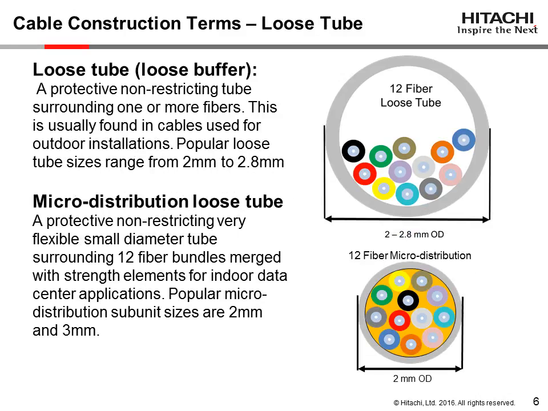Loose tube, or loose buffer, employs a protective, non-restrictive tube surrounding one or more fibers. This is usually found in cables used for longer distance outdoor installations. Popular loose tube sizes range from 2 mm to 2.8 mm. Microdistribution loose tube cables, a more recent design, are a very flexible, non-restricting, small diameter tube surrounding 12 fiber bundles merged with the strength elements for indoor data center applications. Popular microdistribution subunit sizes are 2 mm and 3 mm. Cable designs up to 144 strands are typical.